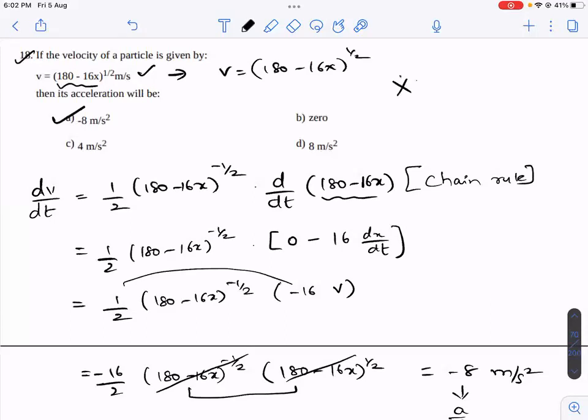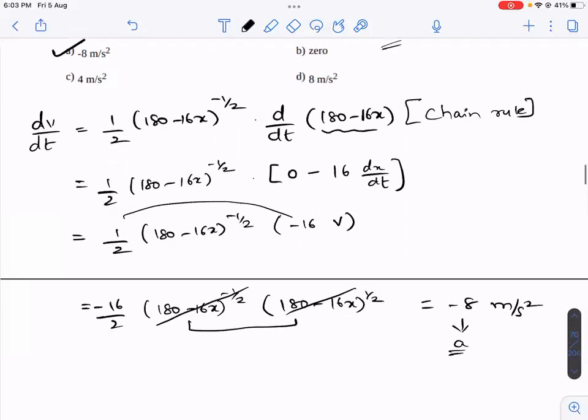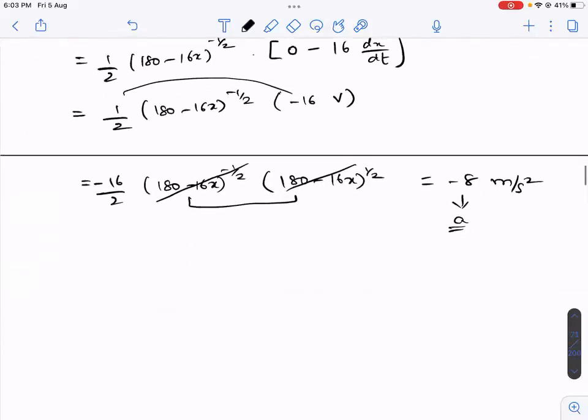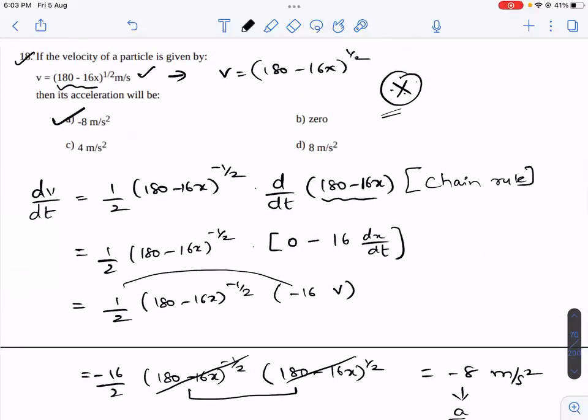This is a good problem. I mark it as important. Please copy this.